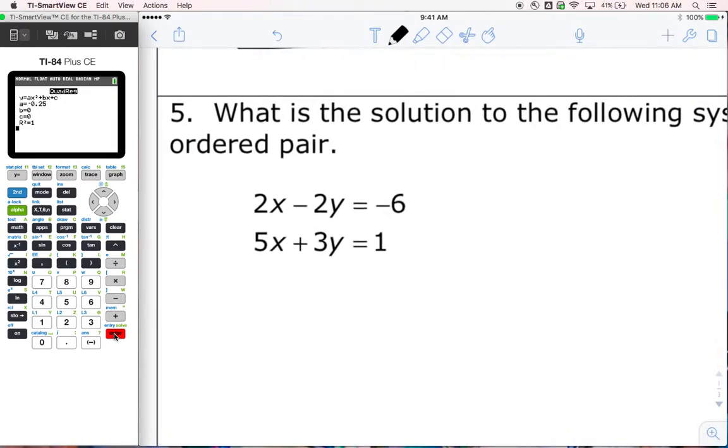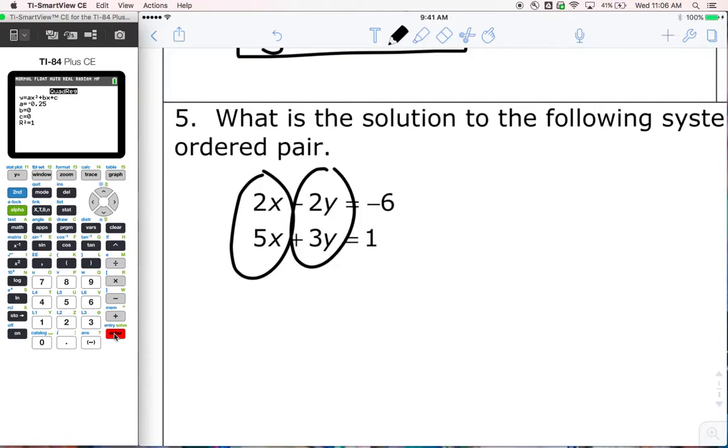All right, well this one is set up for elimination, right? Because my x's line up, y's line up, equal signs, everything lines up. So this is going to be elimination, which means something should eliminate. As of right now, we have a 2 and a 5, not going to eliminate, and a negative 2 and a 3, not going to eliminate. So we got to fix that.